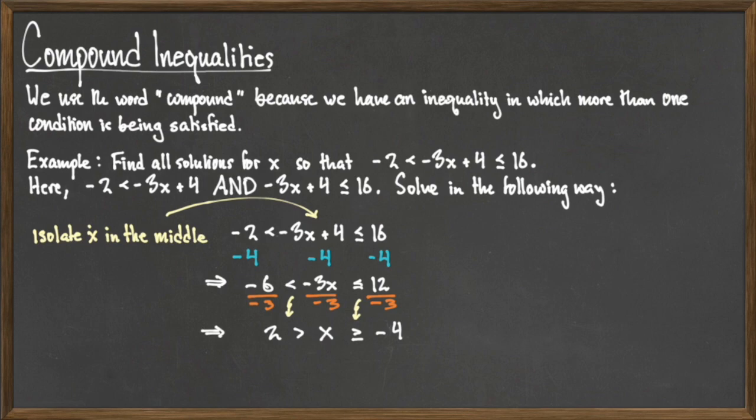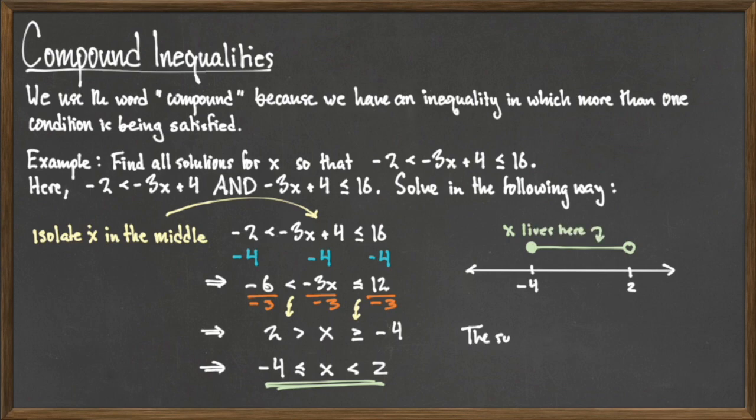Now, to make our solution a little bit more readable, I'm going to mirror this inequality so that my smallest numbers are on the left and my largest numbers are on the right. This is going to give me negative 4 less than or equal to x, strictly less than 2. I draw it this way because now I can visualize it a little more easily on the number line. I know that x lives between negative 4 and positive 2, so my solution set will be the interval from negative 4 to positive 2, with negative 4 included and 2 not included.